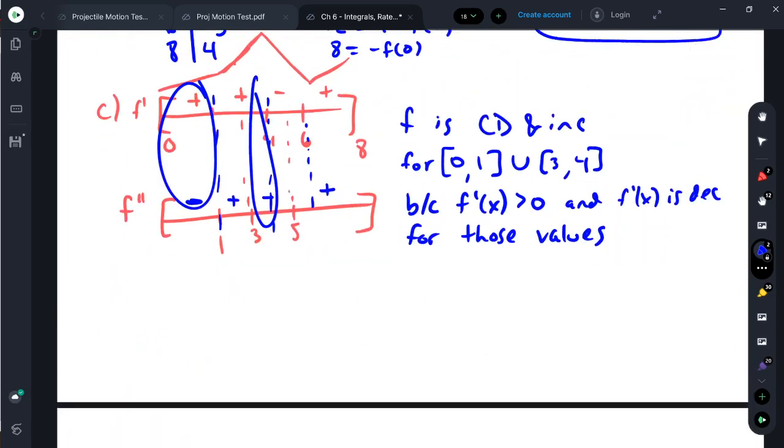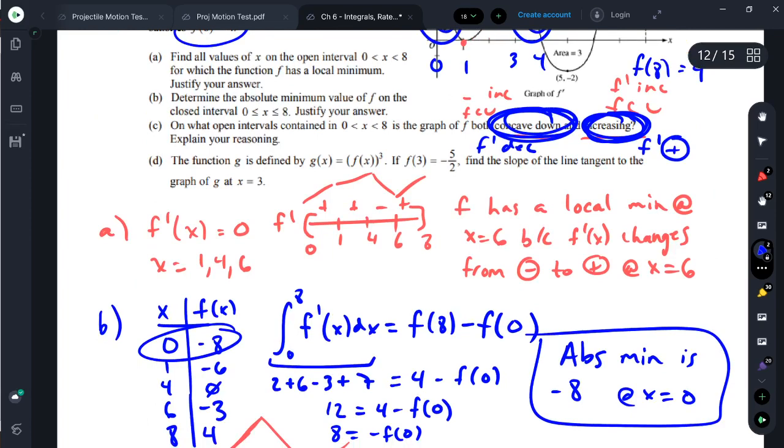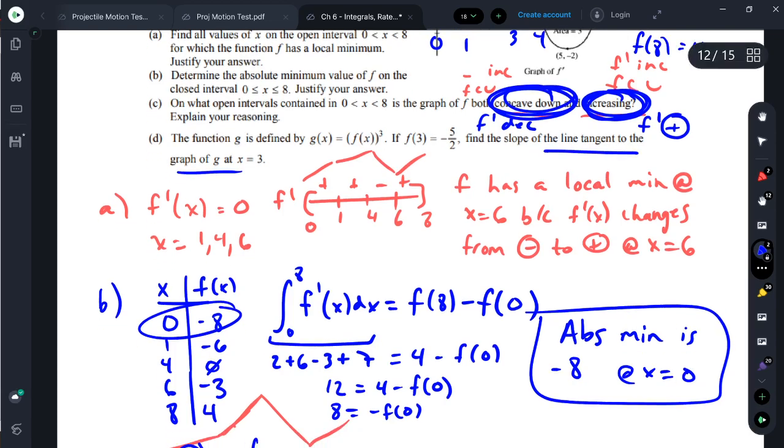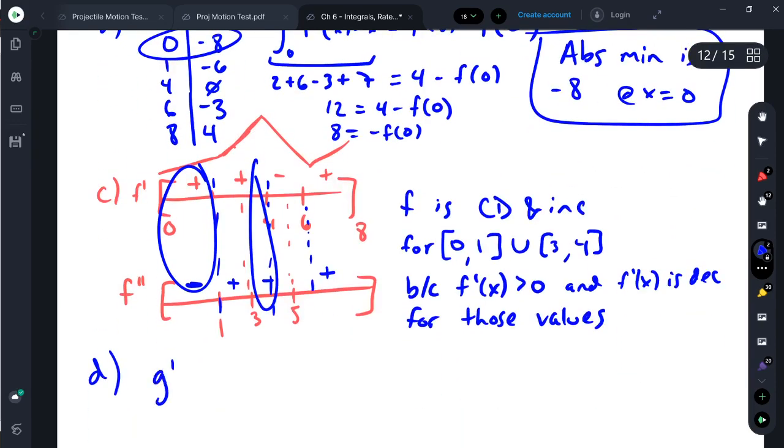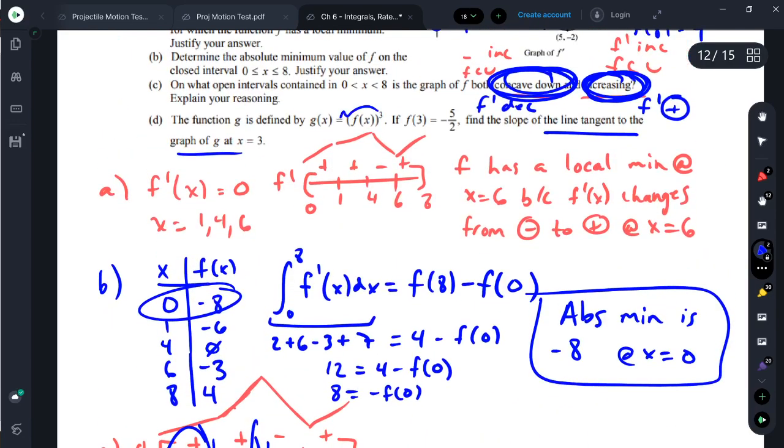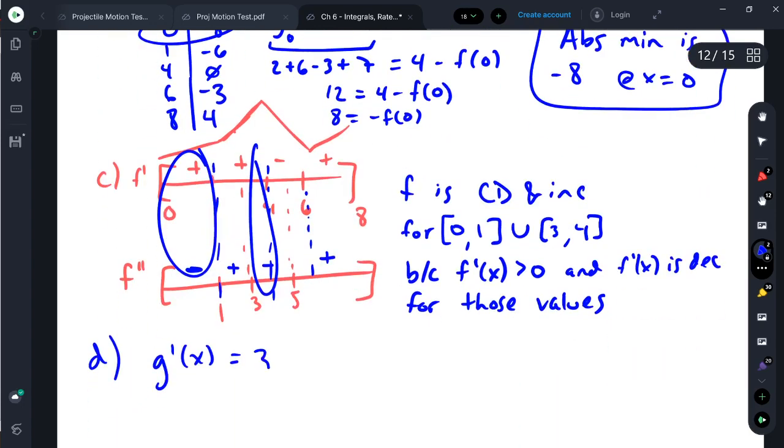All right, and then lastly we have d, and d says the function is given by g of x equals f of x all cubed. If f of 3 is negative 5 halves, find the slope of the tangent line for g at x equals 3. So the slope of the tangent line, that just means find the derivative. So that's g prime of x at x equals 3. Well, g prime of x is going to be chain rule, right? We're going to bring the 3 down. So it's going to be 3 times f of x squared, chain rule, times f prime of x.